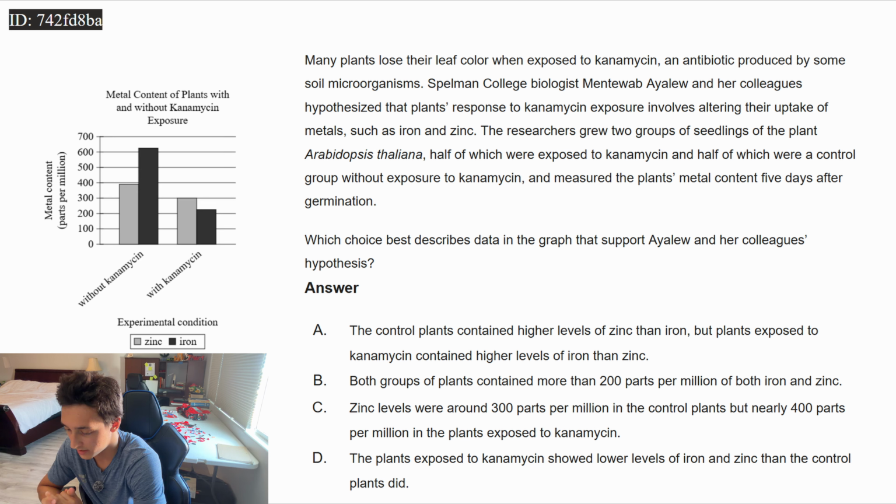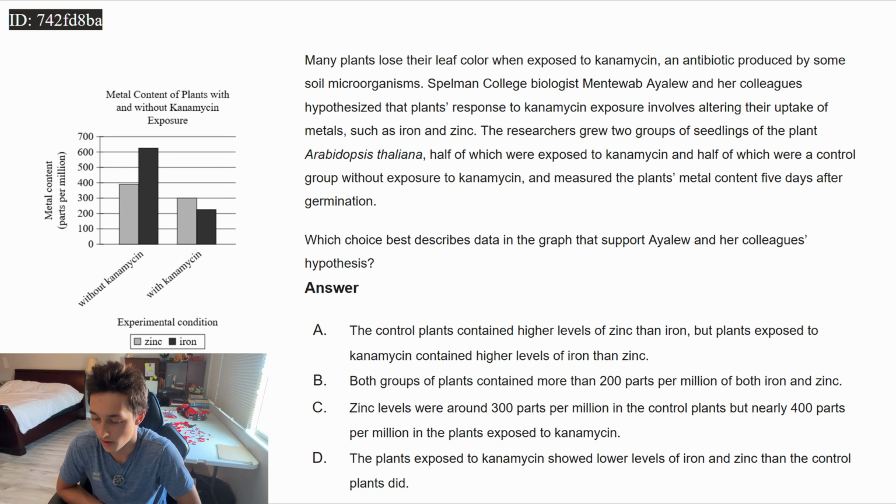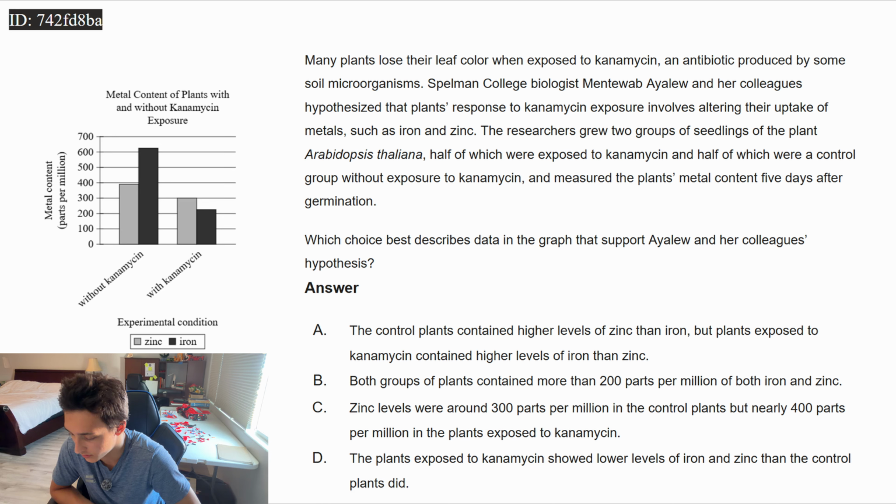The control plants contained higher levels of zinc than iron, but plants exposed to K contained higher levels of iron than zinc. That's not proving the point. Both groups of plants contain more than 200 parts per million. That's also not proving the point. We have to talk about how with and without K, the metals had a change in uptake, right? An altering of uptake. Zinc levels were around 300 parts per million in the control plants, but nearly 400 parts per million in the plants exposed to K. No.